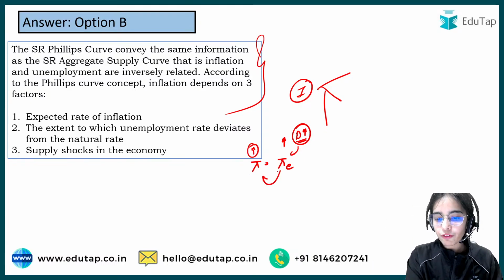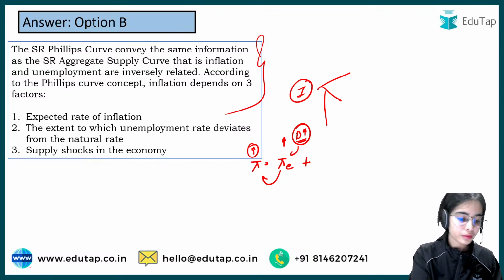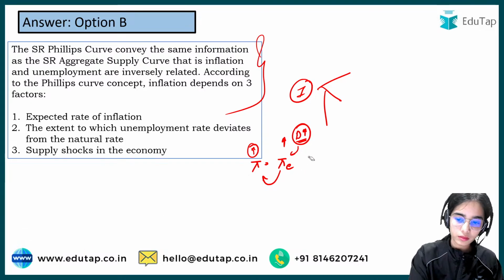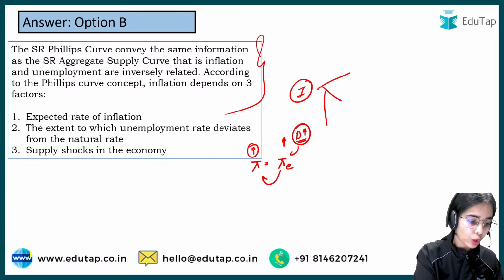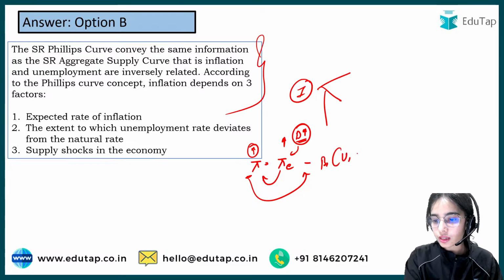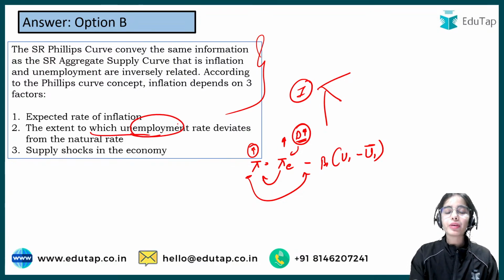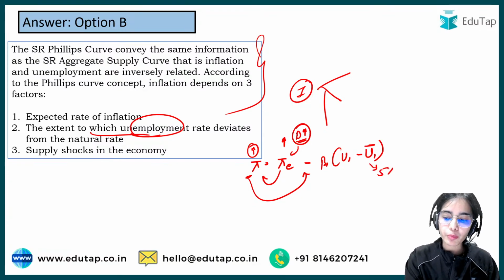So the inflation depends upon the inflation expectation. The inflation also depends upon cyclical unemployment. Inflation negatively depends upon the extent to which the unemployment rate deviates from the natural rate of unemployment. Let's say the natural rate of unemployment is 5%.